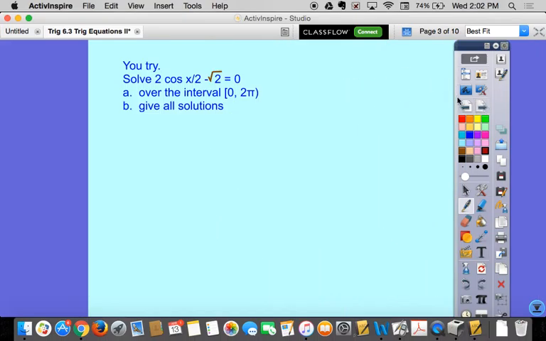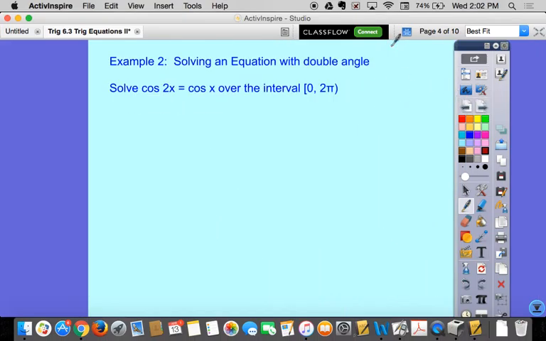Now let's go to the next one. Again, we're skipping the practice problems. We're just doing the main problems from the text. So this one says we have cosine 2x equals cosine x, and again, we're working in radians.